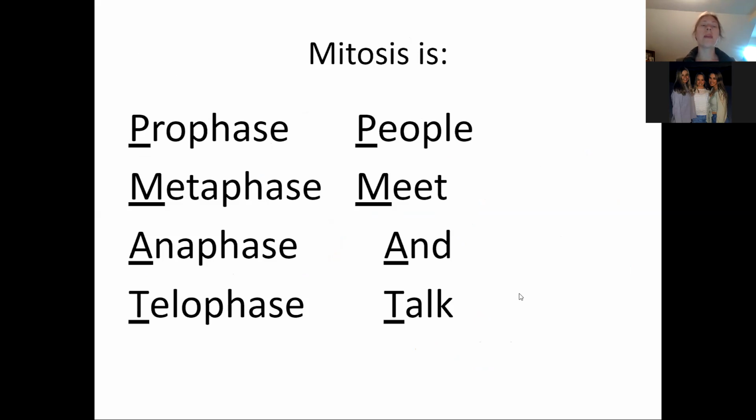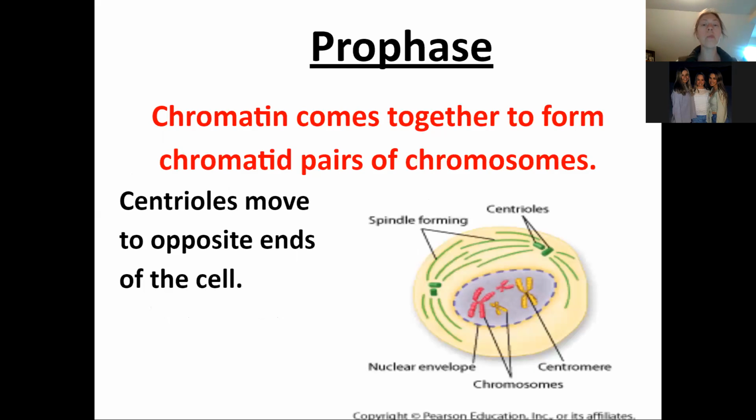The four main stages of mitosis are prophase, metaphase, anaphase, and telophase. And there's a lot of acronyms or mnemonic devices you can use to remember that. I usually just remember PMAT, or you can come up with a silly saying to help you remember the order, like people, meet, and talk. You can come up with your own too, but it's a good way to remember what the stages are. So I'm going to break each of those down.